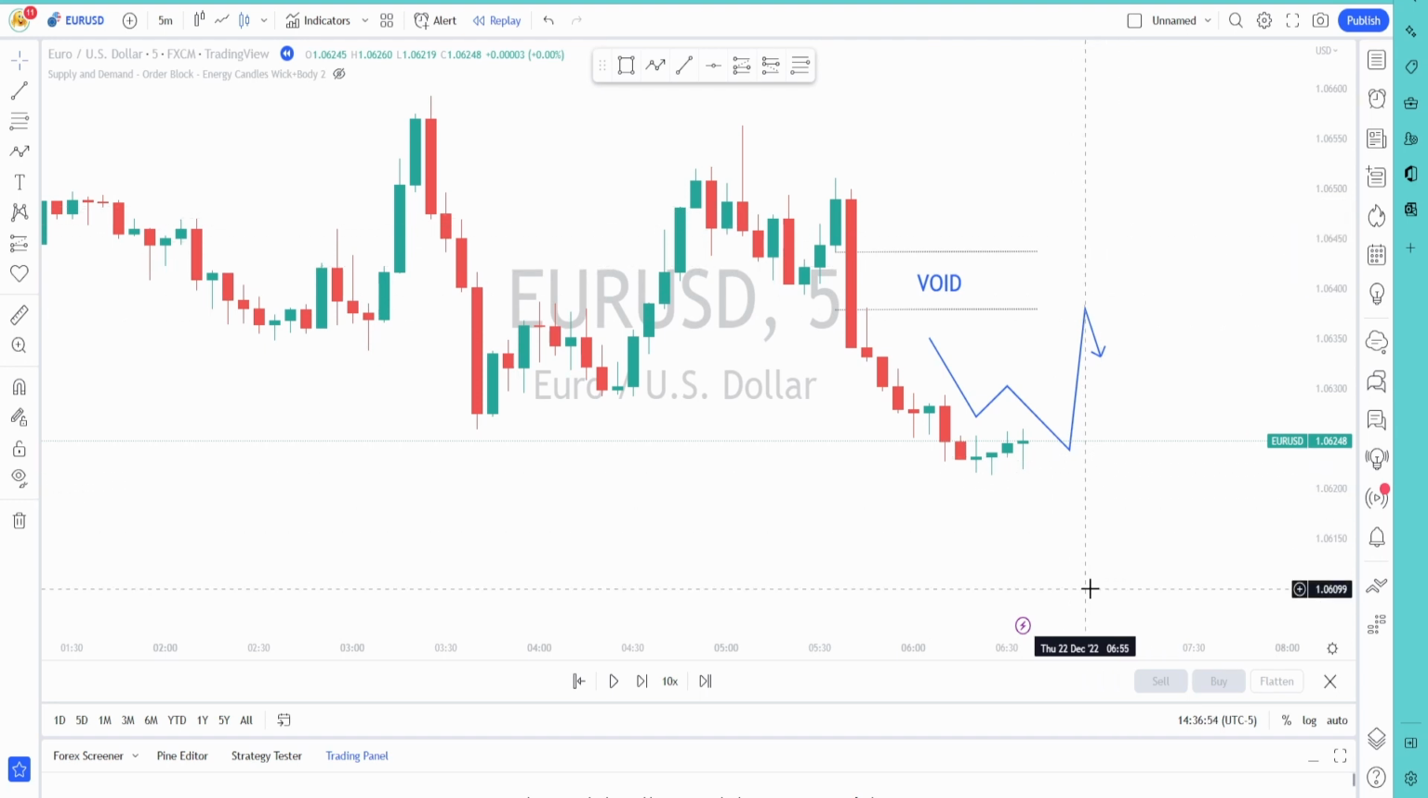Target the low or another low. Stop loss above the void. You could have it tighter. You could have it higher. It's entirely up to you.